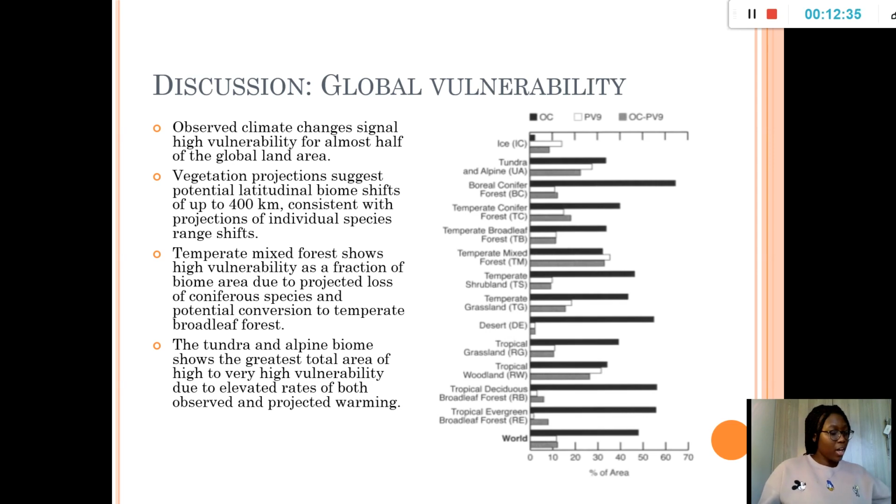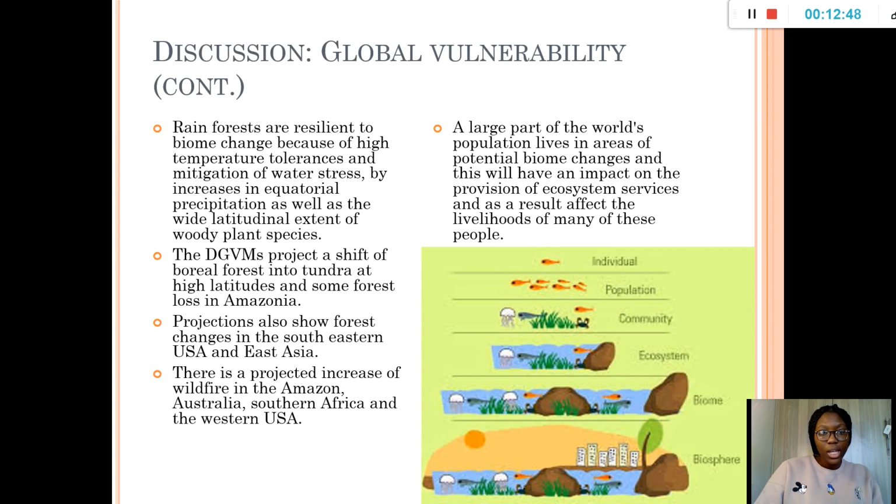So the graph here on my right hand side shows a percentage of area that is vulnerable according to observed climate and projected changes in potential vegetation as well as the overlap. Rainforests are resilient to biome change because of high temperature tolerances and mitigation of water stress by increases in equatorial precipitation, as well as the wide latitudinal extent of woody plant species.